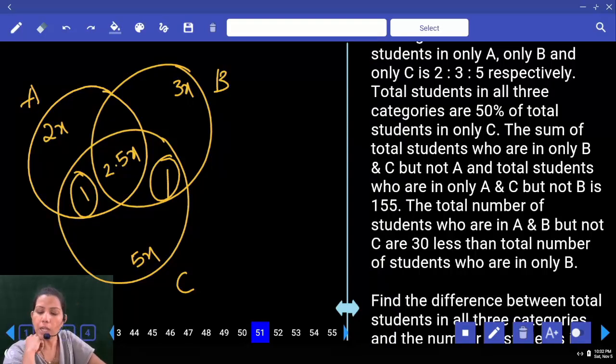Next, the total number of students who are in A and B but not C are 30 less than the total number of students who are in B, who are in only B.